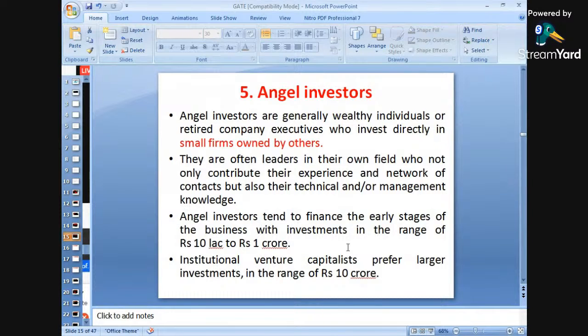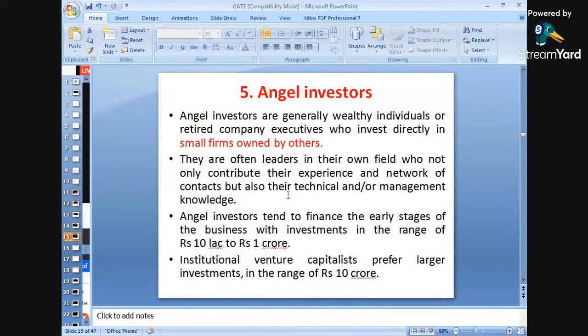What are angel investors? Angel investors are also a type of financing related to project finance. Angel investors are generally wealthy investors or retired company executives who invest directly in small firms owned by others. They are wealthy individuals or retired people from higher posts or company executives. They have large experience in their work, and they will share their experiences.